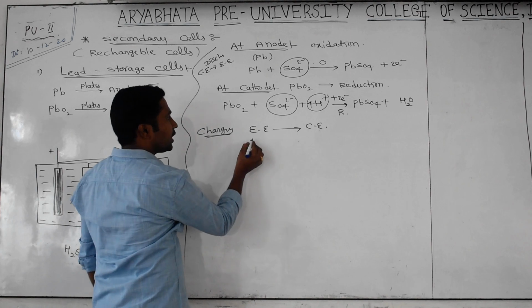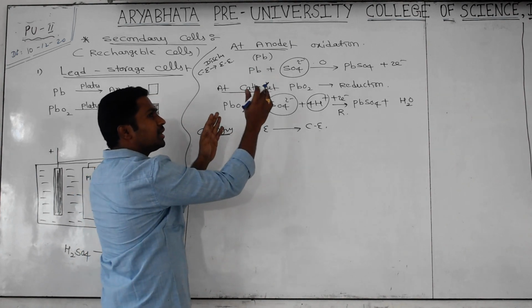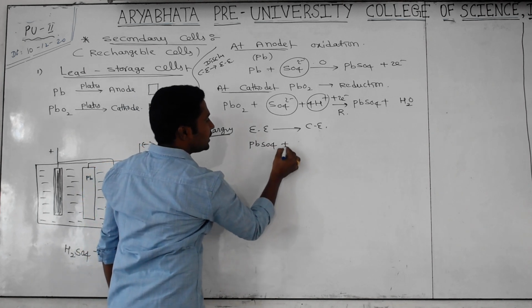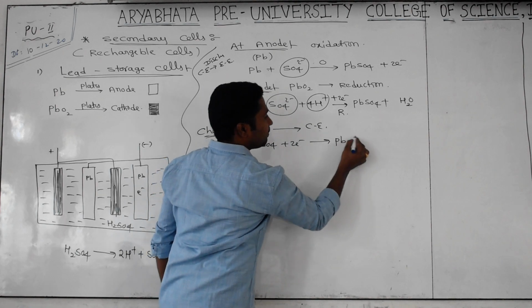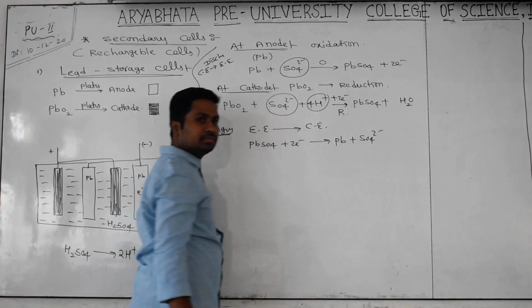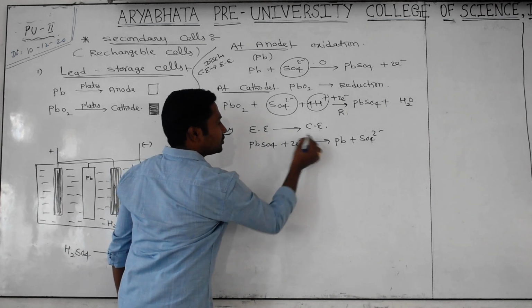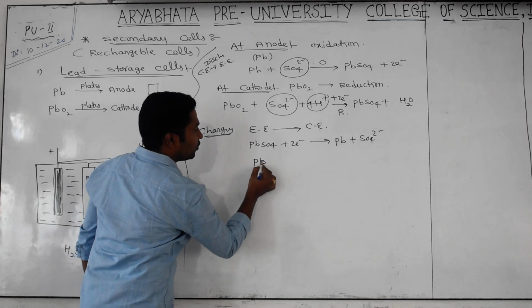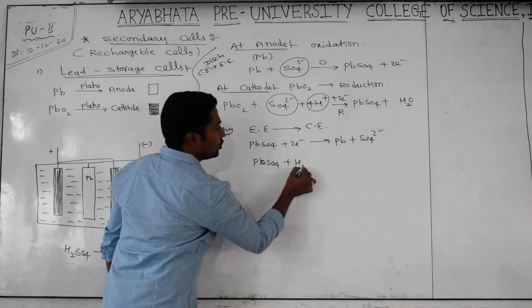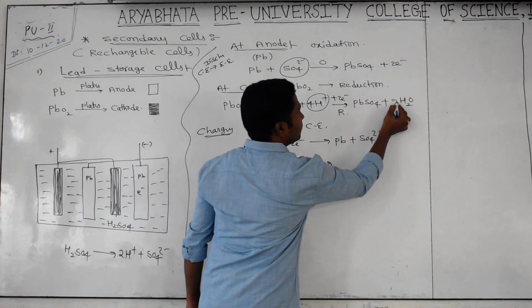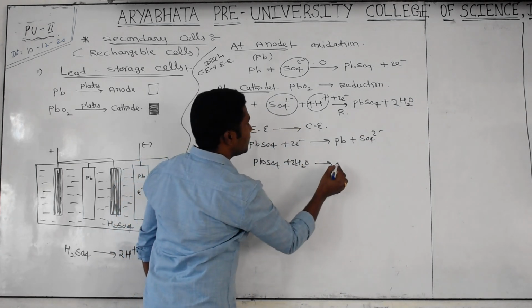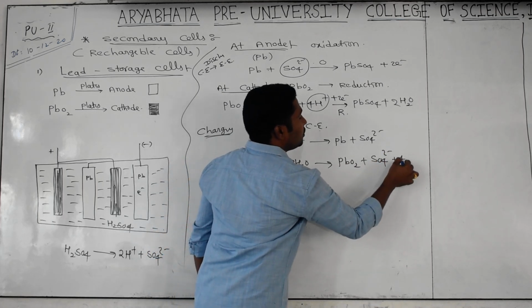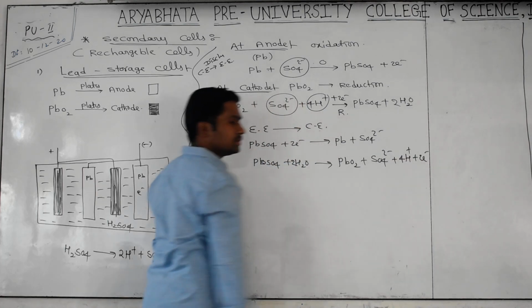While going like this, the oxidation and reduction reactions become reversed. PbSO4 receives 2 electrons, then it becomes Pb plus SO4 2 minus. This is the reverse of the oxidation. Now what happens at the cathode? PbSO4 plus 2H2O gives PbO2 plus SO4 2 minus plus 4H plus plus 2 electrons.